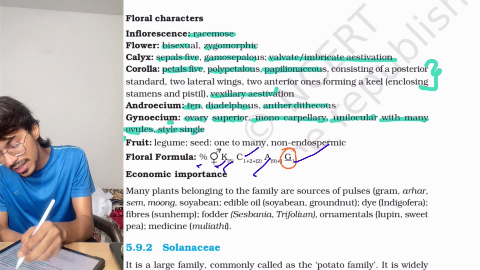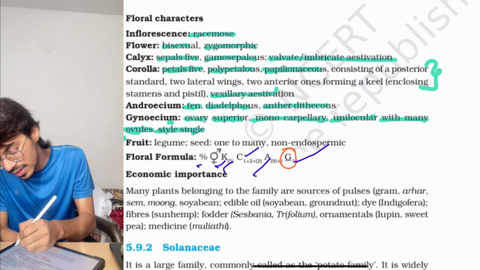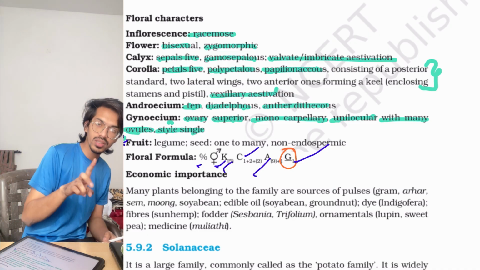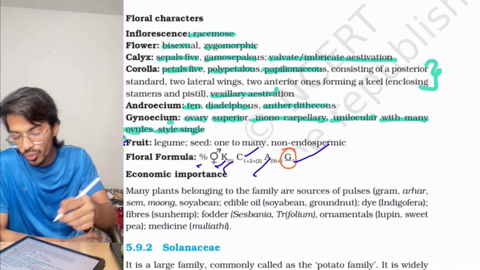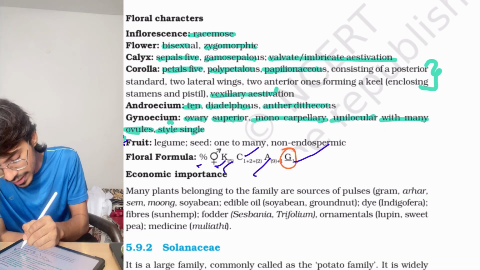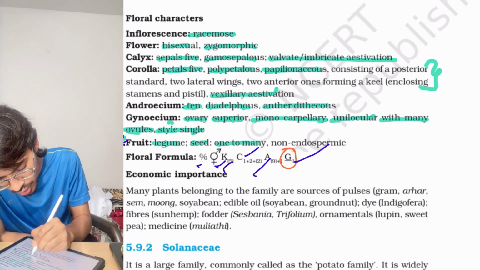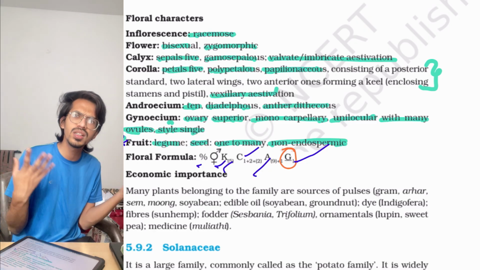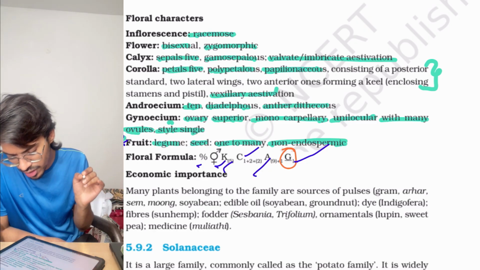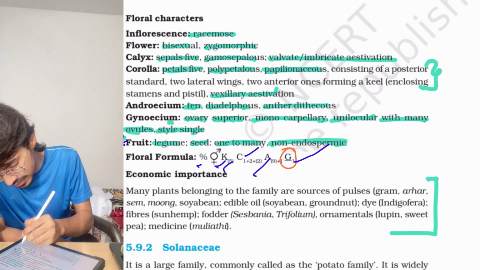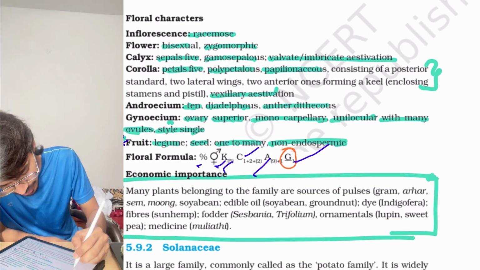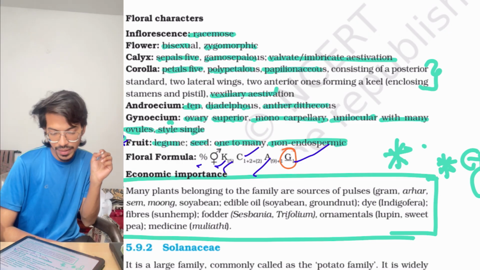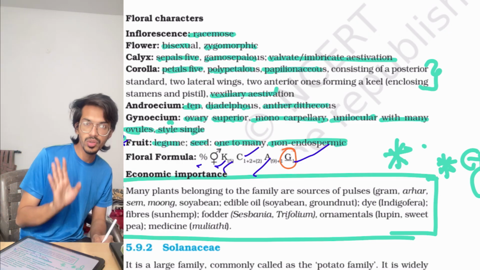Then the important thing you have to remember, which is present nowhere else, is the fruit. One, we have to study the fruit. Second, we have to remember what kind of ovary it is. In case of fruit, it is a legume, seed one or many, non-endospermic. Non-endospermic means all of the endosperm is used up during development. Then come the examples. A question will come from it for sure, so you have to remember this.